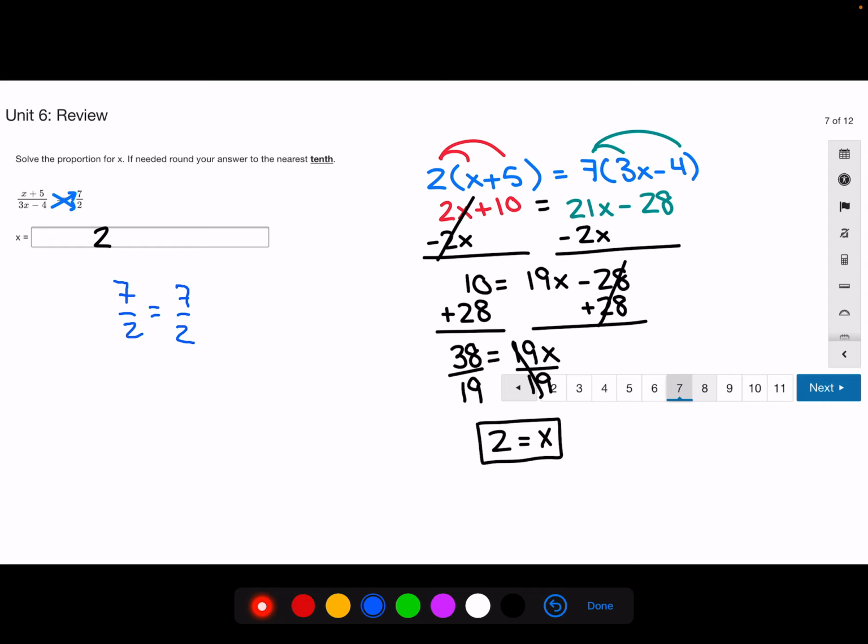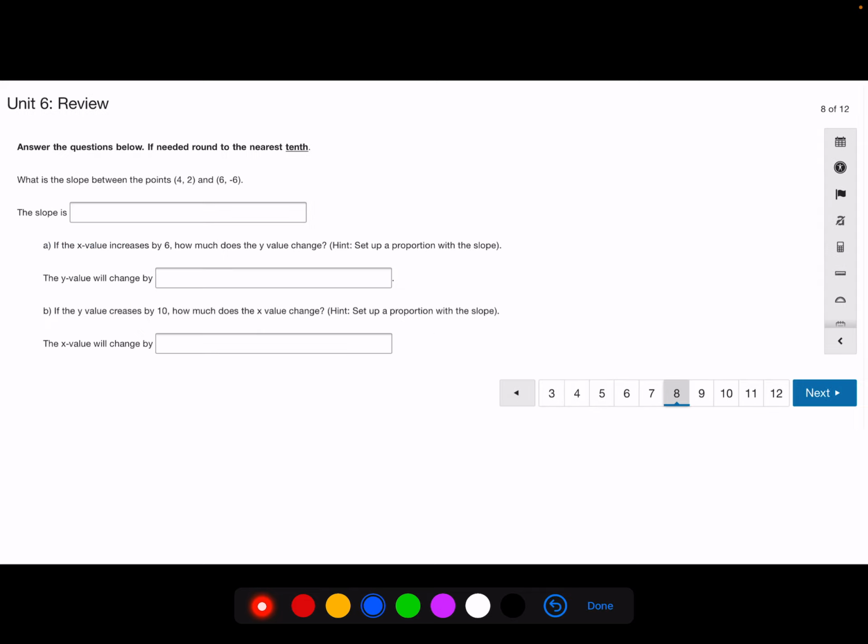All right, next up, we have a slope problem. So they tell us, answer the questions below. If needed, round to the nearest tenth, meaning 1 decimal place. They start by asking, what is the slope between the points (4, 2) and (6, negative 6)?